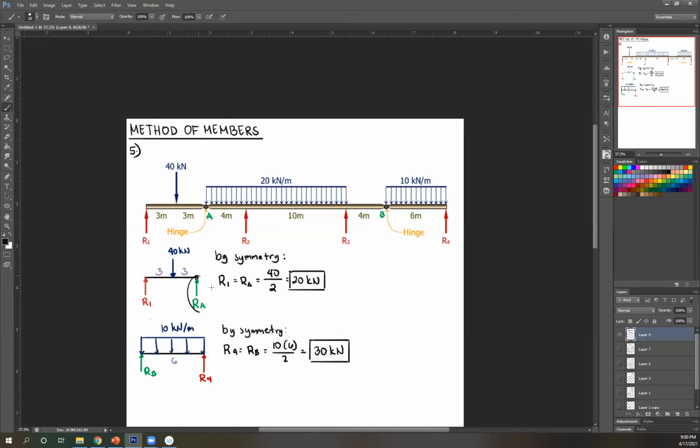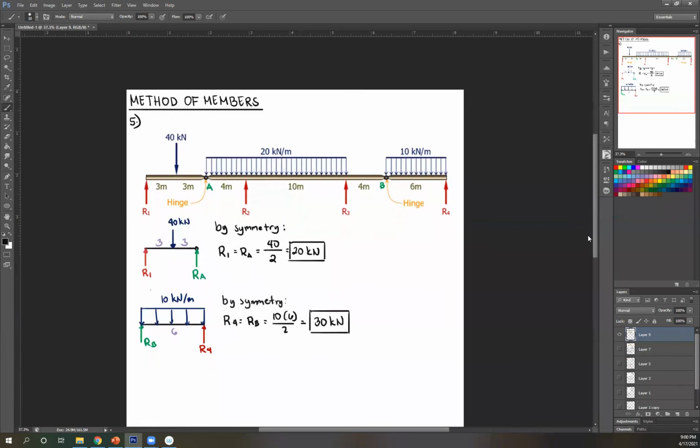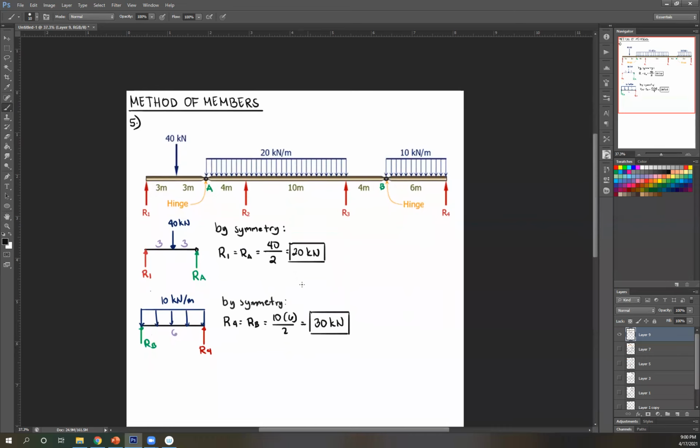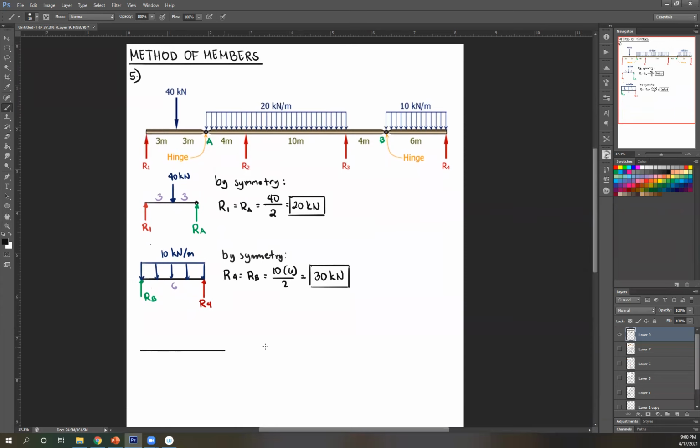Okay. Now, you're wondering why am I sure these are upward? Because these are reactions. And all my external forces are just downward. Okay. Now I'm done. R1 and R4. Now I'm left with R2 and R3, and the final segment would be this. So isolate that as well. Remember, you can isolate segments that are between hinges. Okay, so this is between A and B.